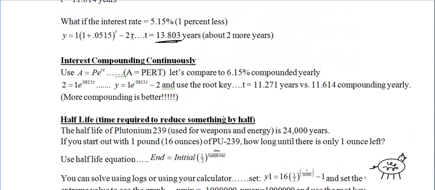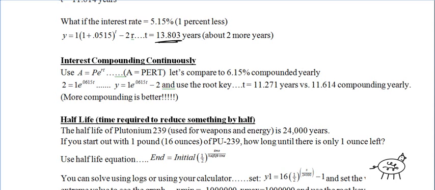Compounding continuously, that is using your nice little formula. You probably learned that before, but A equals Pe^(rt), or Pert. Compounding continuously means you are compounding every second. You keep on reinvesting, because what you're doing is you're reinvesting money, and then you're making interest on that money you just reinvested, and then you make more money, and you take that and put it back in, and keep reinvesting.